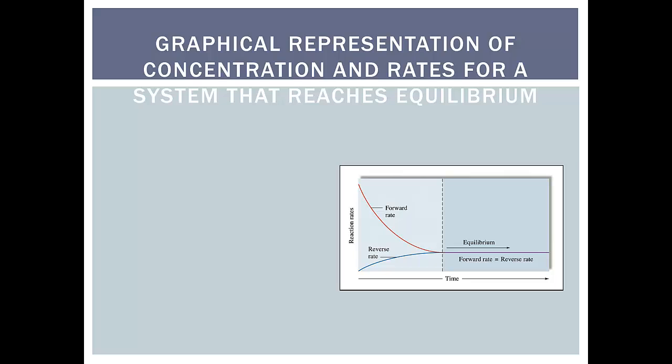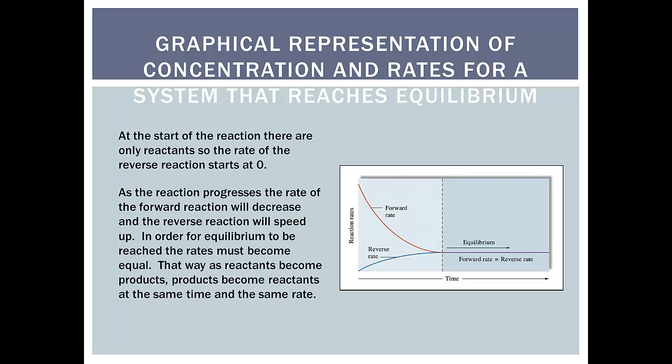The other way to look at this is with a reaction rate. So here, at the start of the reaction, there are only reactants, so the rate of the reverse reaction would again be 0, which makes sense. There's nothing there. You're not going to be able to go backwards. As the reaction progresses, the rate of the forward reaction will decrease from its initial high because it's got so many reactants at the beginning. The rate should be pretty high, lots more collisions going on.